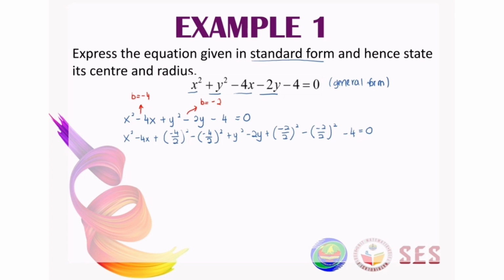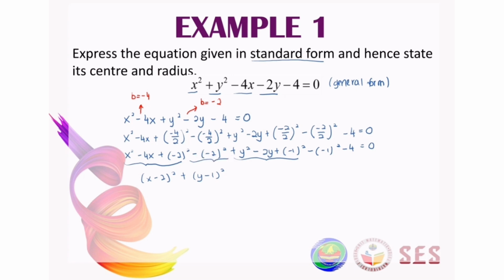Now let us simplify this a bit. We have minus 2 here and minus 1 here. From all the x terms, we have x minus 2 squared, plus, from the y terms, y minus 1 squared, and we simplify all the numbers, which gives us minus 9 equals 0.